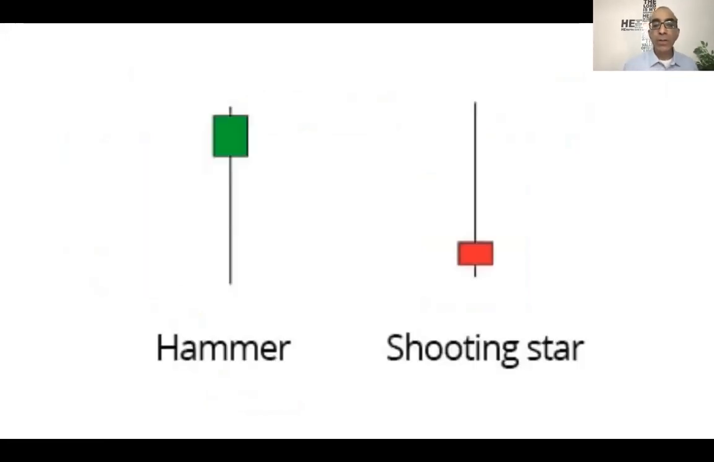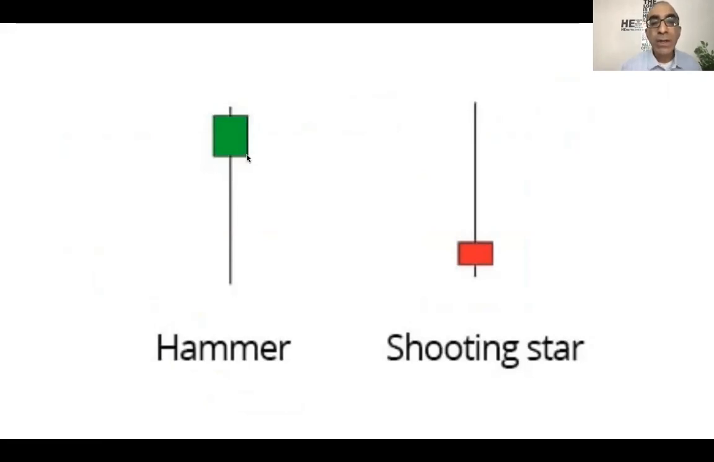Next one, it's called a hammer and a shooting star. This also you will see. You'll see, not very common, but you will see it there. Okay. So this picture actually somewhat looks like a hammer, I suppose. Okay. So this is a strong rejection of lower prices. So what's the story here?